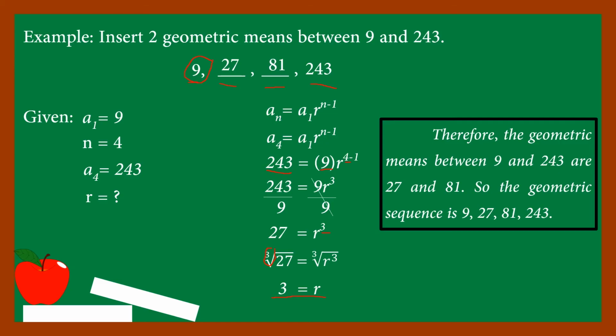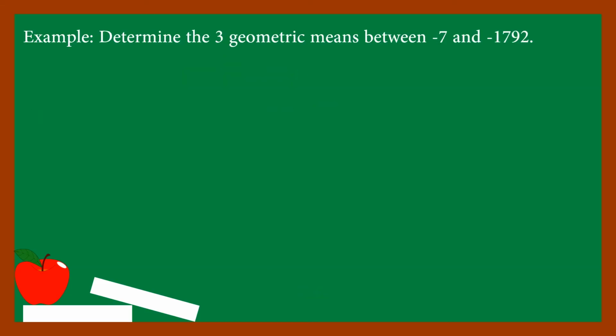And the geometric sequence is 9, 27, 81, and 243. Okay, let's have the next example. Determine the three geometric means between negative 7 and negative 1,792. Again, para mas madali or mas maintindihan natin na maayos, kailangan muna nating i-illustrate yung geometric sequence natin.